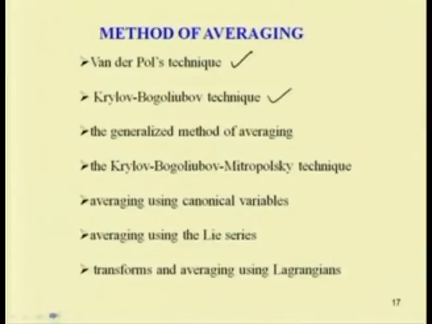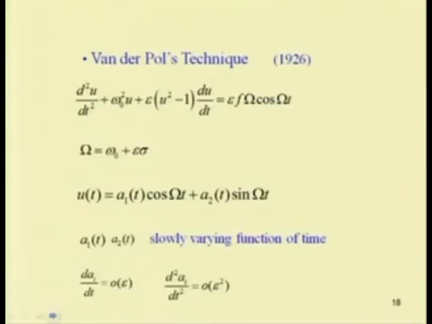So, in 1926 Van der Pol proposed this method to solve this type of equation. This equation is generally known as the Van der Pol equation, in which one can write the equation in this form: d square u by dt square plus omega 0 square u plus epsilon (u square minus 1) du by dt equal to epsilon f omega cos omega t. Here f is the amplitude of the external excitation, omega is the frequency of external excitation, and omega 0 is the natural frequency of the linear system, and epsilon is a bookkeeping parameter.